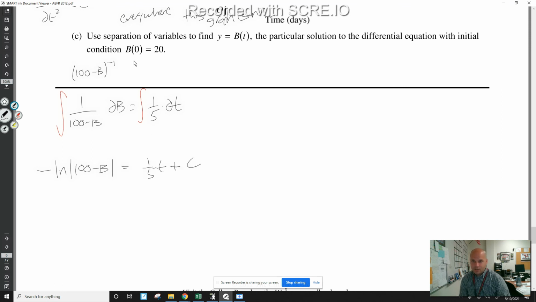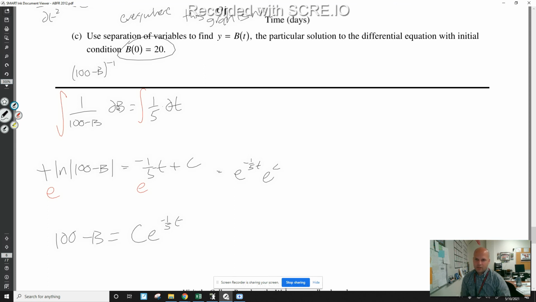Now, I like to solve for b first before I plug in 0, 20. I like to get rid of logs first. It will make things a lot easier. So let's take the opposite of both sides. I don't have to worry about doing it to the plus c. Let's take e to the power of both sides, understanding that this becomes e to the negative 1/5 t times e to the c, which becomes c e to the negative 1/5 t. This is 100 minus b.